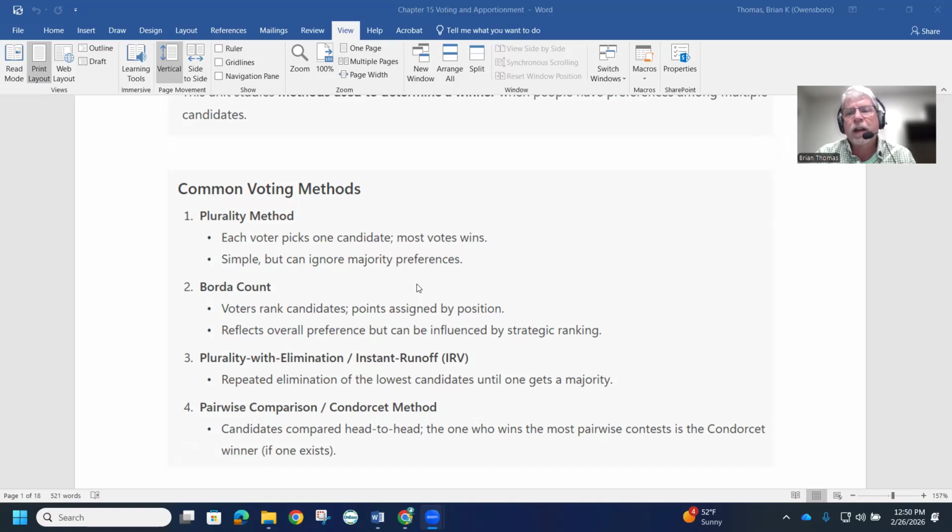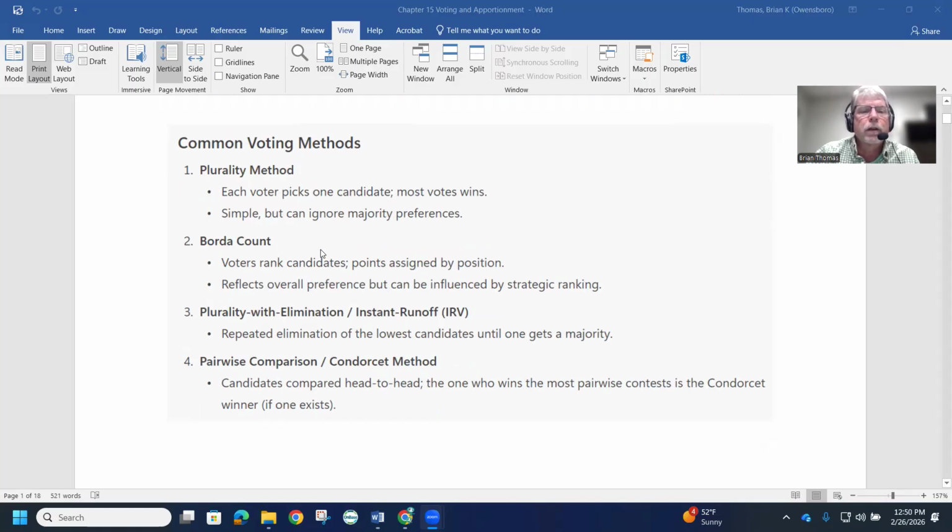So you don't have to have the majority. You just have to have the most votes. But most of the time we only have two people running for an office, so usually somebody gets the majority. So the plurality method basically is that the voters vote, and the one with the most votes wins, regardless of whether it's the majority or not. That's a big thing about it: it can ignore the majority.